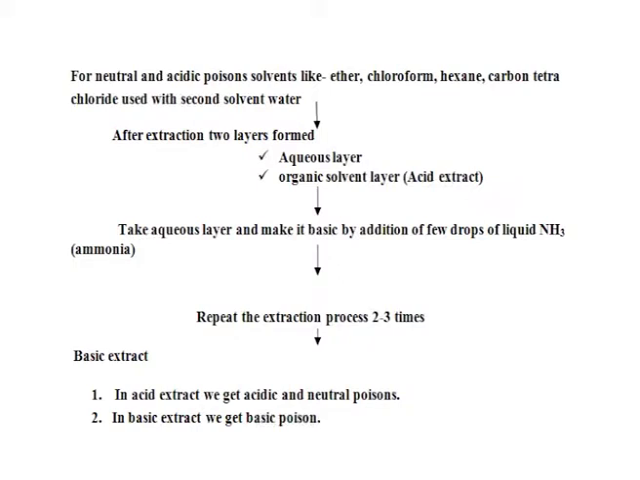Take the aqueous layer and make it basic by adding a few drops of liquid ammonia. Repeat the extraction process 2 to 3 times. So, we will now have a basic extract. In the acidic extract, we will get acidic as well as neutral poisons, and in the basic extract, we will get basic poisons.